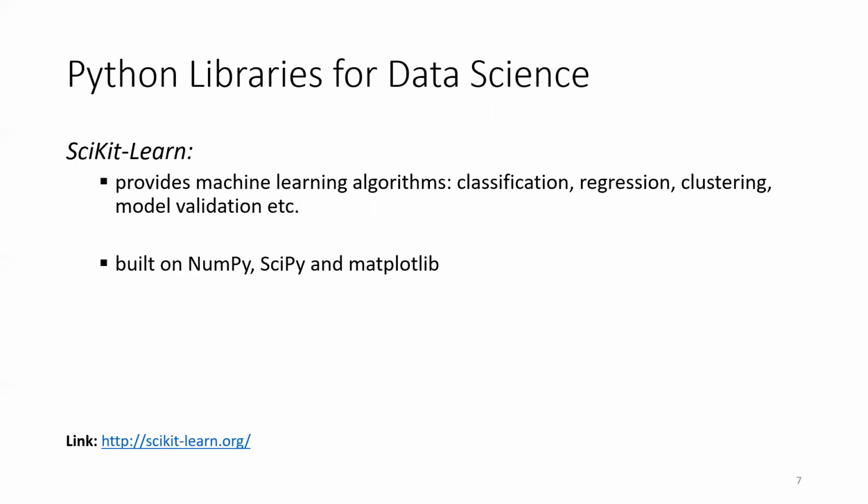Then scikit-learn, which is the baba of them all. Scikit-learn is the library used for machine learning algorithms. In machine learning, you have a lot of them. So let me just quickly explain machine learning now. Machine learning is divided into three parts.